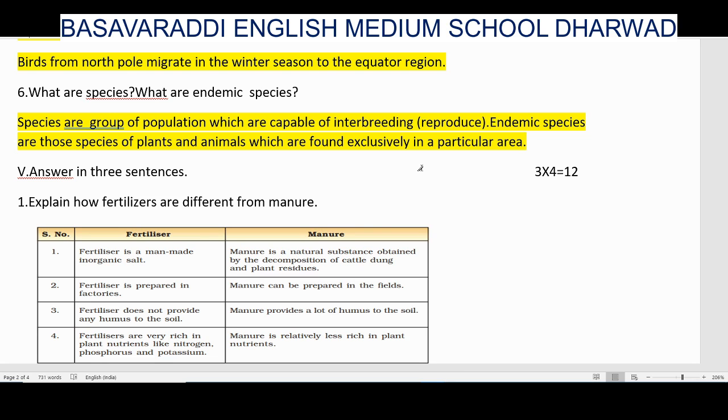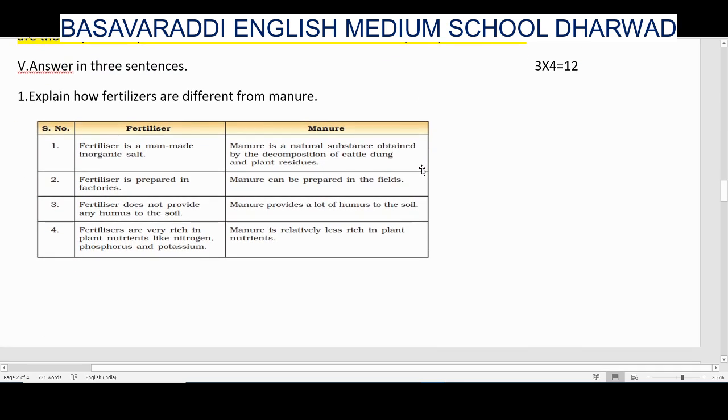Alright, so moving on to the 5th main, that is answer in 3 sentences. Answer the following questions in 3 sentences. Each question here carries 3 marks. So you'll have 4 questions. So you need to write them very clearly.